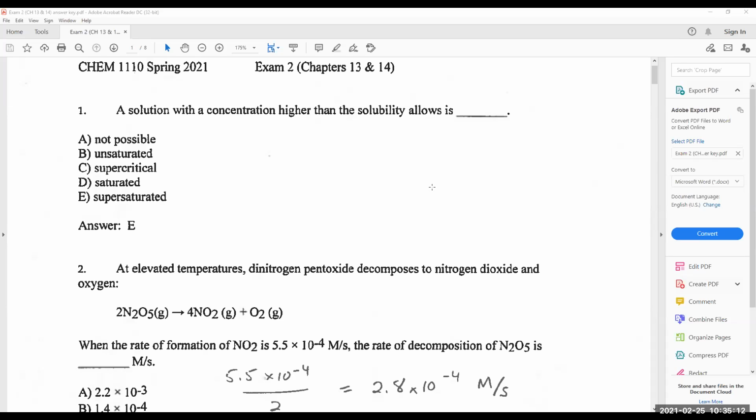Then the other thing that we'll do is we'll start on chapter 15, which is the equilibrium chapter. And we'll do part of chapter 15 today, and then we'll finish it up on Tuesday of next week. And then next week on Thursday, so a week from today, we'll have a quiz on chapter 15. And that'll be the last class before spring break. Okay.